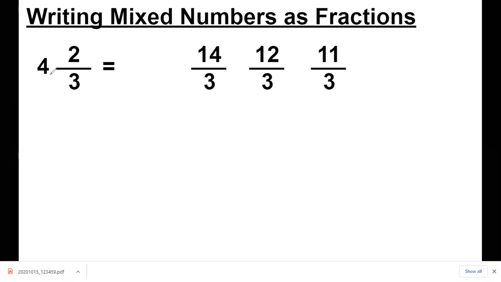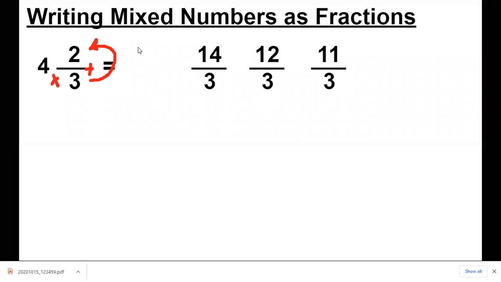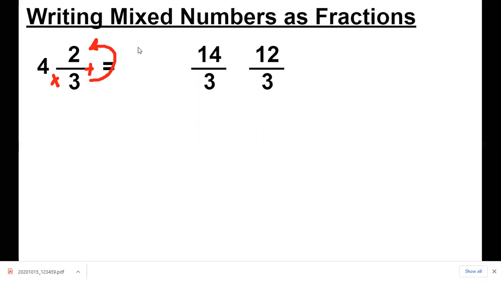Remember, it's going to be 4 times 3 plus 2. Did you figure it out? Which one can we eliminate? 11/3, you're gone. That's not the answer. And 14/3, you're gone because that's not the answer.